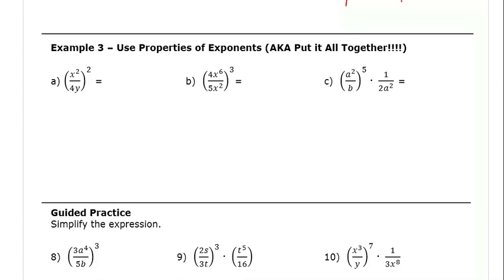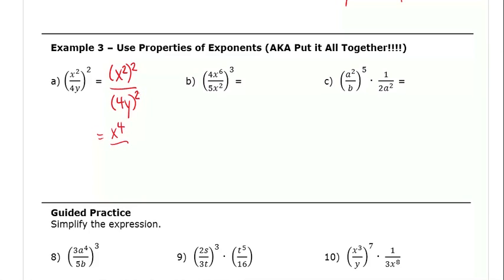So in letter A, we have a power of a quotient. So I'm going to start there. So I'm going to say x squared squared over 4y squared. And you'll notice I'm breaking it up piece by piece, but eventually you might get really good at these and be able to skip some of these steps. Now here on top of the numerator, we have a power of a power. That was from the last lesson, so we're going to multiply our exponents together. That's going to give us x to the 4th.